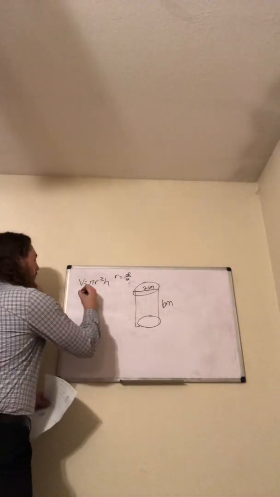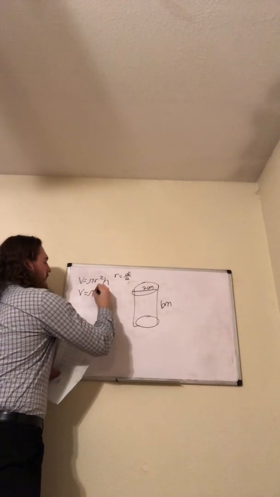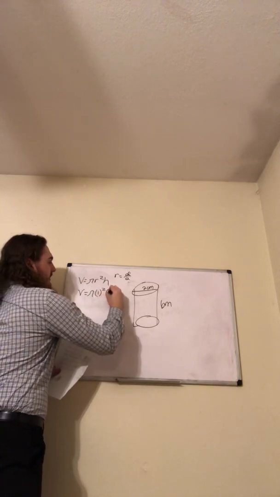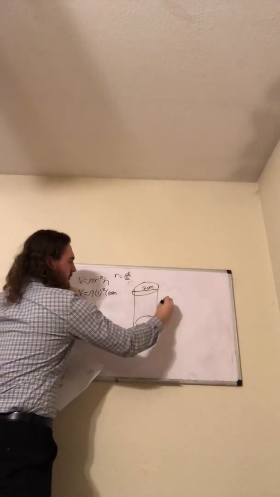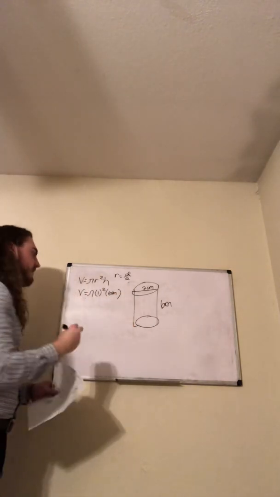Good job. So our volume of our cylinder is equal to pi times what? 1 squared times 6 centimeters. Sorry, I wrote meters, I meant centimeters. Didn't mean to trick you guys that way.